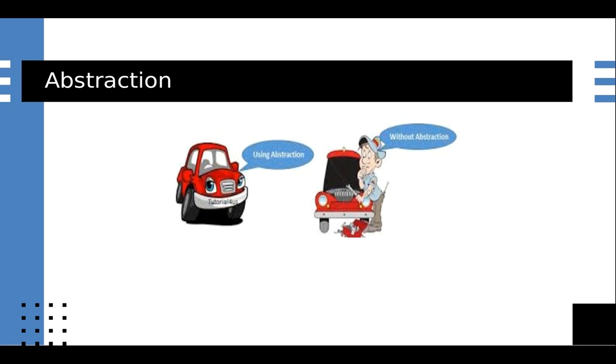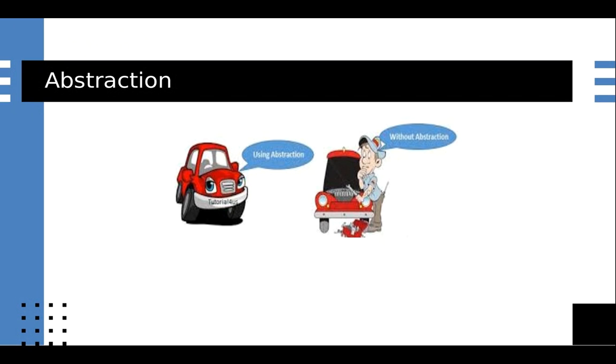Here you just see two diagrams. You can have two cars over here. The first one, in its complete form, is using abstraction. The other one, where the engine is open, is without using abstraction. So abstract means it doesn't give a complete picture.